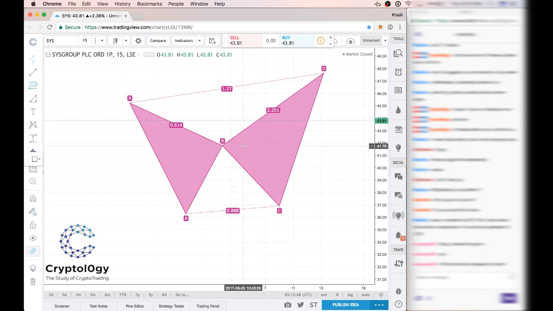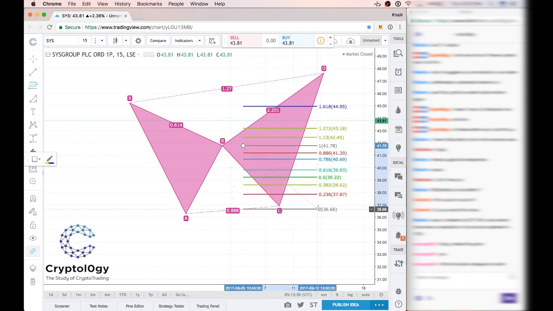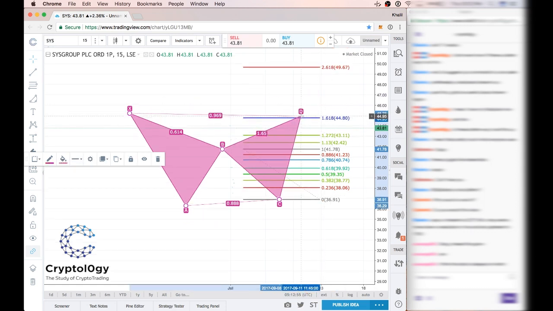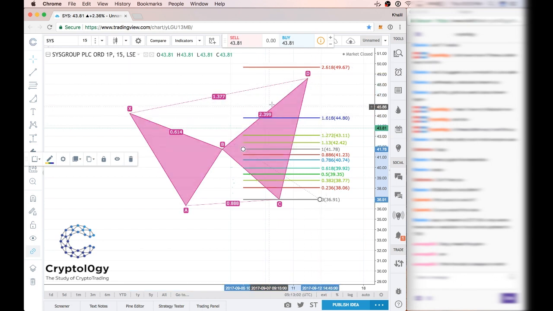You'd go from B to C, and you try to see where this goes, either to 1.618, sometimes to 2.618. There might be another one in between. So this is how you use this pattern.